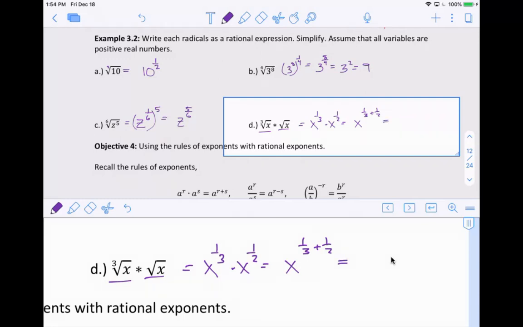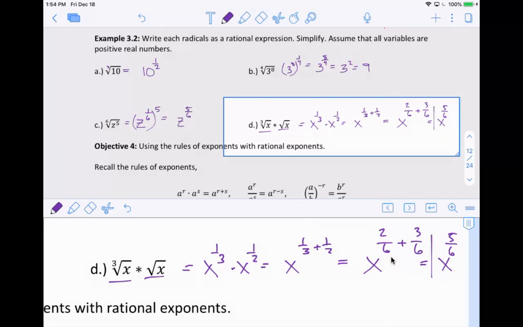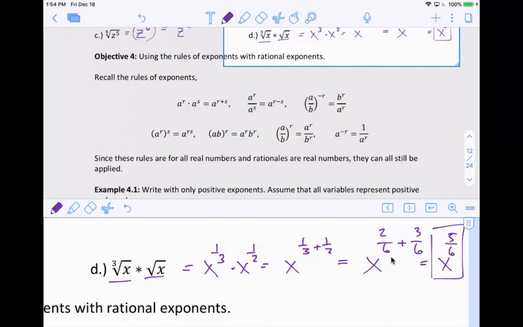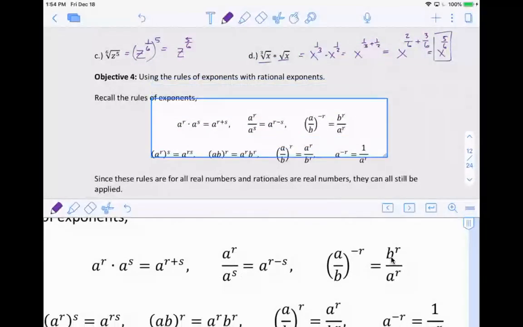And so let's finish this one out. X to the, let's see, if we made both of them sixes, this one would be 2/6, that would be 3/6, and we get x to the 5/6. Now, if you're not sure about your fraction addition, you will want to buff up on that in this chapter especially. Okay, next up, we're going to simplify.